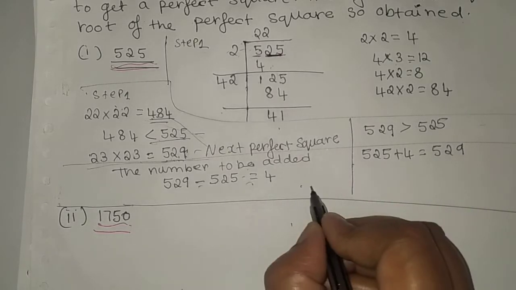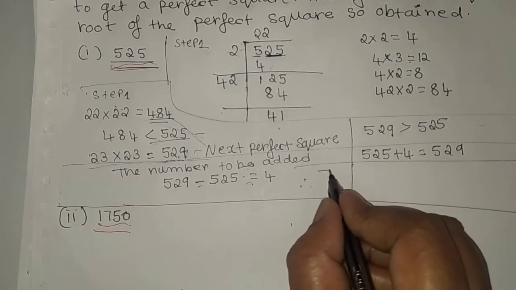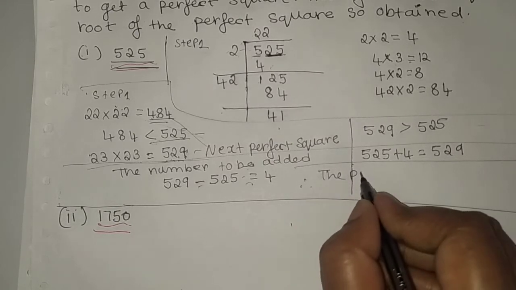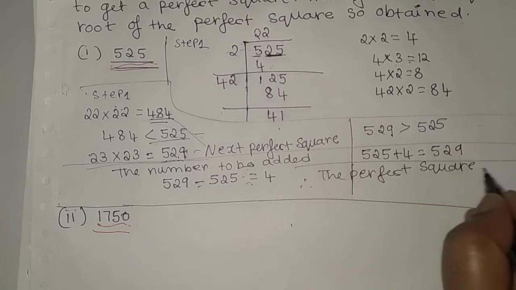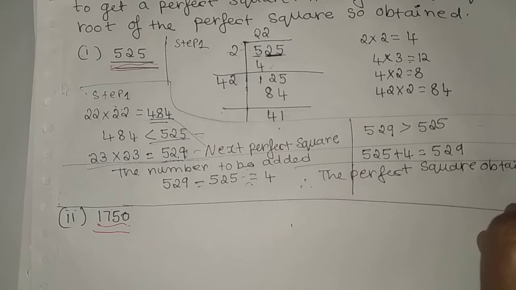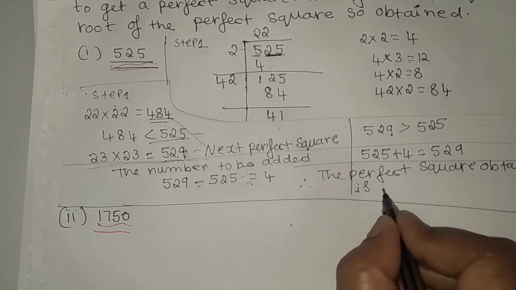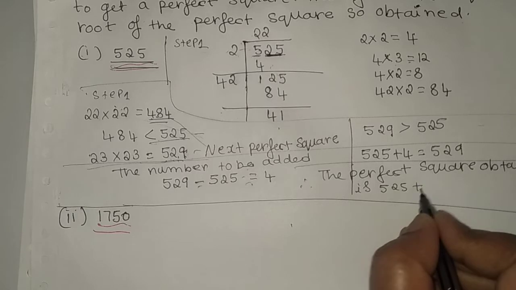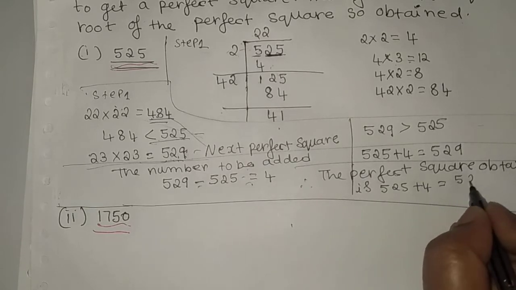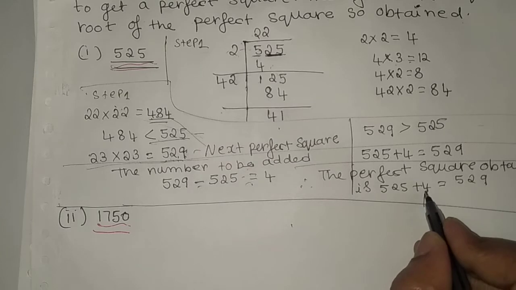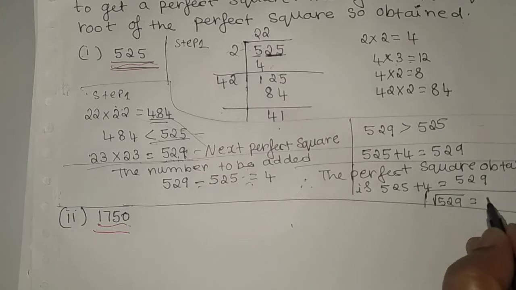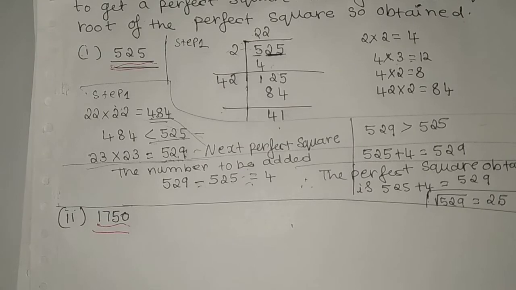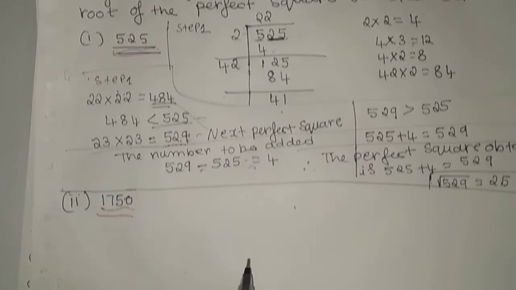Therefore finally we have to write, the perfect square obtained is 525 plus 4, which is 529, and the square root of 529 is equal to 23. This is the solution. So go step by step, and we'll get it correctly.